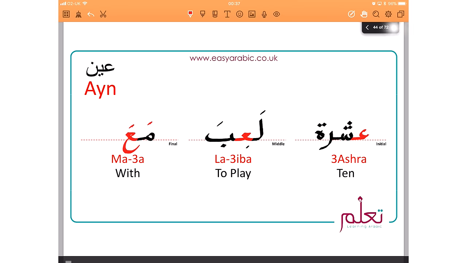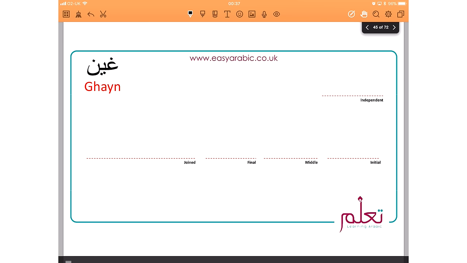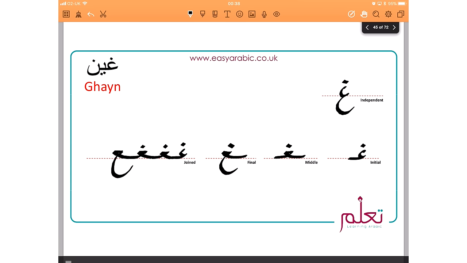So next one is the ghain. Same as the ayn. Starts from there, and ghain has a nukta at the beginning, that in the middle, same thing, goes up slightly, and then that ghain at the end, ghain. So joined up, we've got the ghain at the beginning, then a ghain, ghain, and then at the end, ghain. Okay, so a few examples.